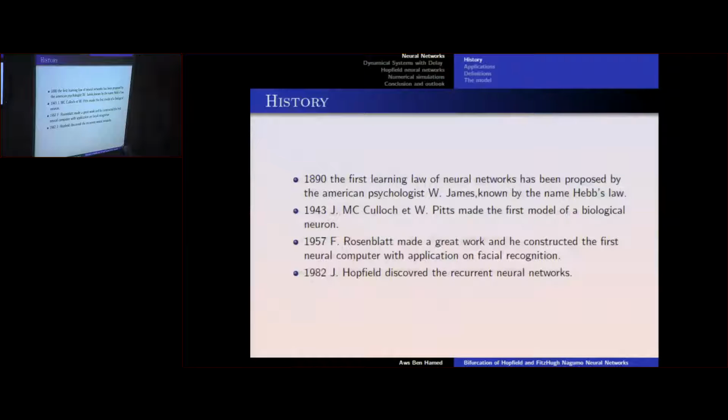So, about the neural network, it started.